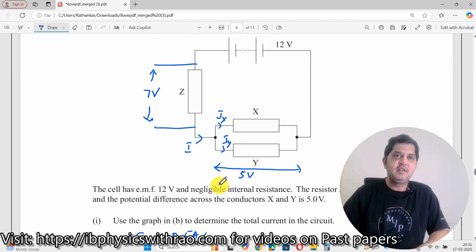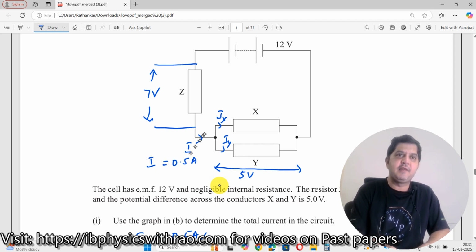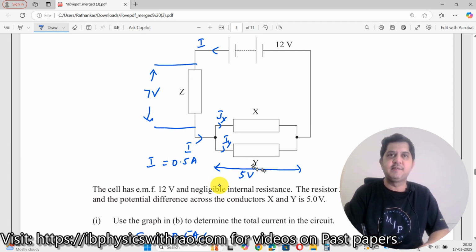Then determine the resistance R of the resistor Z. Now what's happening here? We have got the current. Current I is 0.5 ampere. The same current passes here also, right? When it passes like this over here, then what's happening? This voltage here is already 7 volt, which you already know. We found this out because the total was 12. This 5 volt is getting dropped over here, so the rest, 7, should get dropped over here, right?